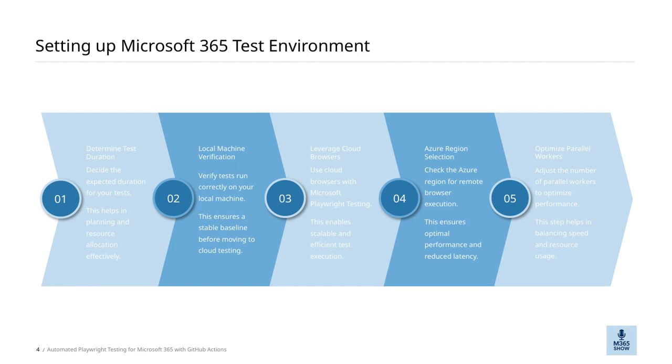Finally, don't forget to adjust the number of parallel workers. Finding the right balance here is key. More workers can speed things up, but too many might strain your resources. Optimizing this setting helps you achieve the best performance without overloading your environment.